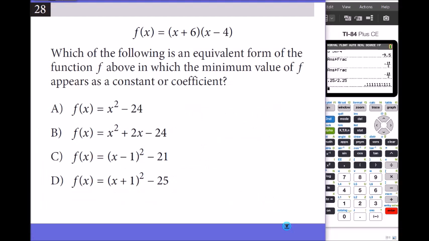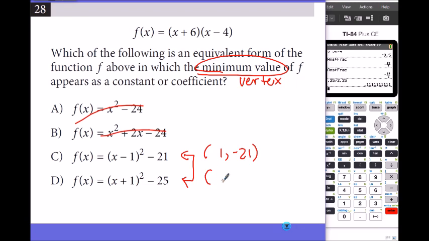Which of the following is an equivalent form of the function f above in which the minimum value of f appears as a constant or coefficient? So if you want to find the minimum value, or they can sometimes call it the vertex, you have to put it in vertex form. So it has to be in one of these two forms, right? Vertex form. So this means your minimum is 1, negative 21. And this means your vertex is negative 1, negative 25.